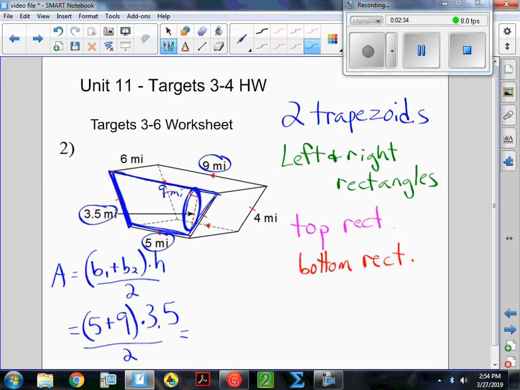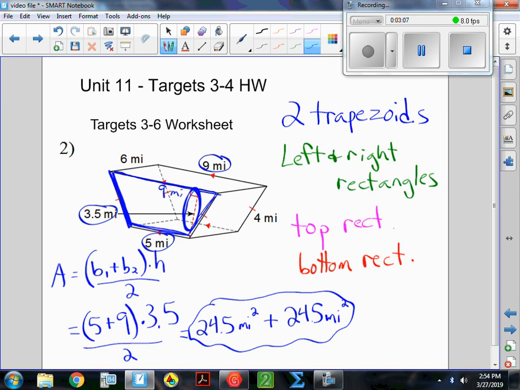So get my calculator. 5 plus 9 is 14. 14 times 3.5 is 49. Divided by 2 is 24.5. Square miles, apparently. So that's the area of 1 trapezoid, but I have 2 trapezoids. So you can multiply that by 2. You could also say I have 24.5 plus another 24.5 square miles. So that's going to be part of what I add together.